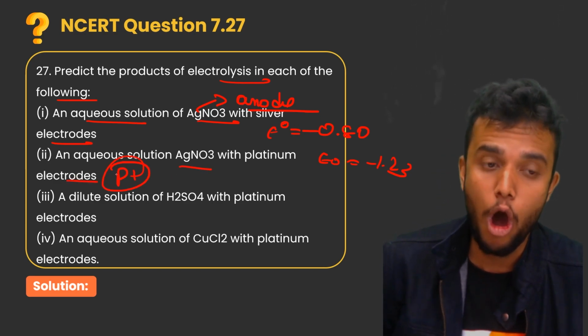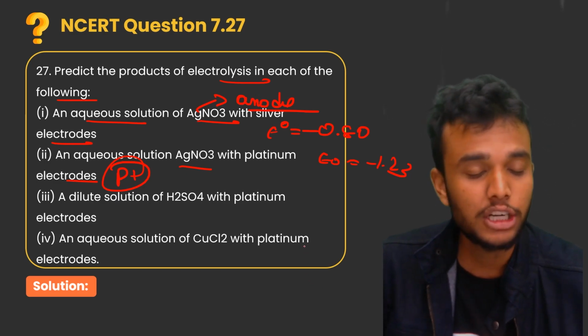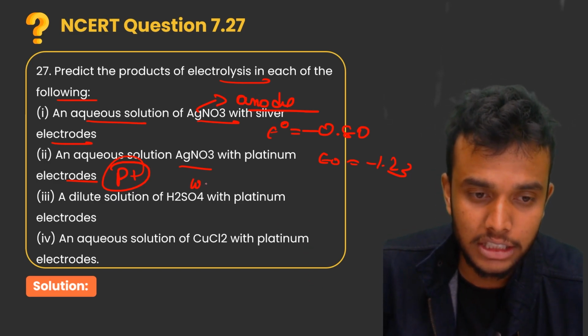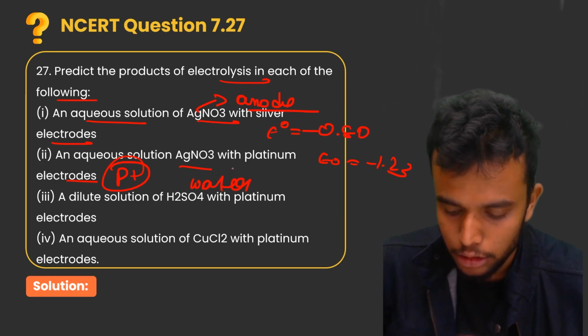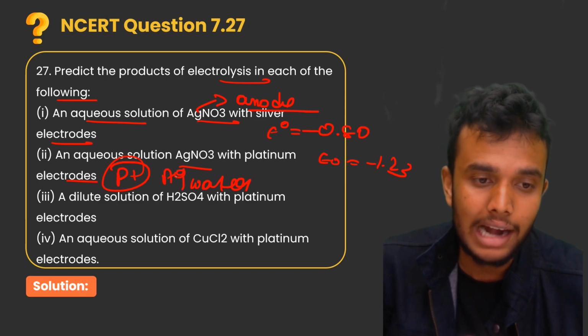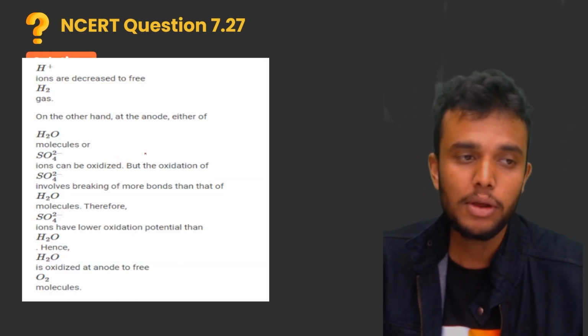Platinum cannot be oxidized very easily, students. Therefore, at the anode, oxidation of water occurs. Ag is liberated at the cathode. At the anode, oxidation of water occurs. In the case of the third, what happened?